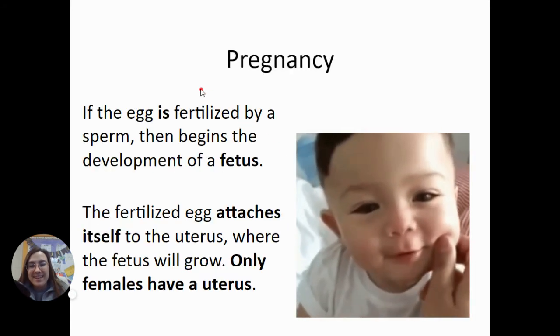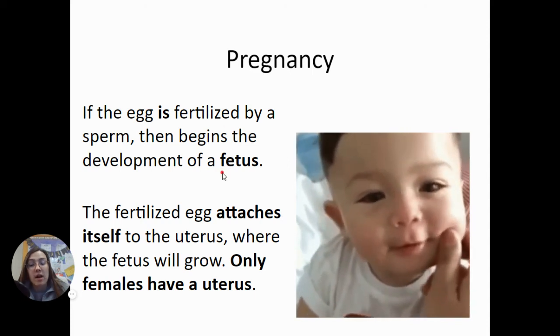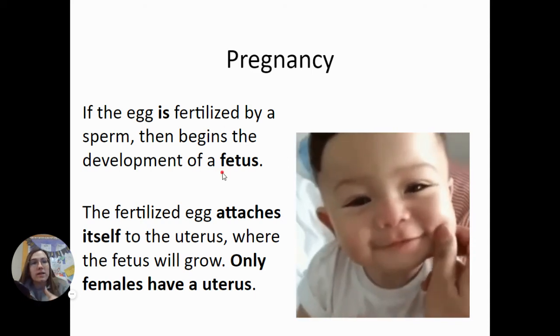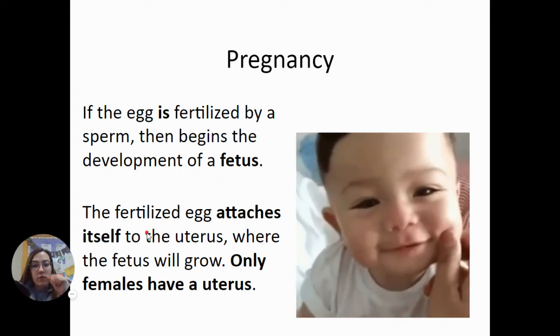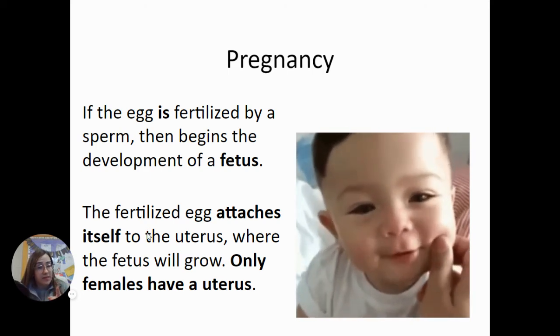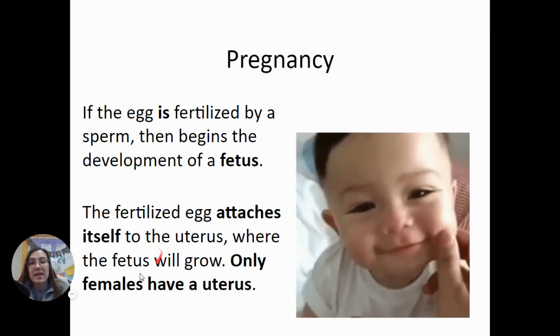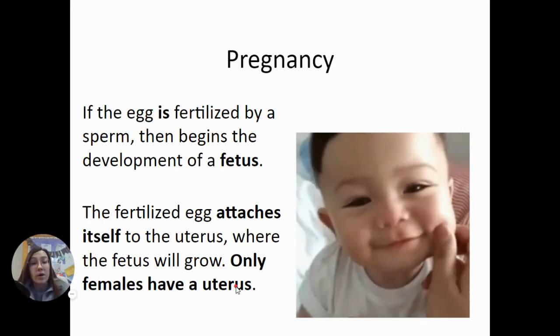And then we get to pregnancy. If the egg is fertilized by the sperm, then it starts to become a fetus. So remember, we call it a fetus until it's been born. The fertilized egg attaches itself to the uterus where the fetus will grow, and only females have a uterus. Remember that. This is why males can't have babies, is because they don't have a uterus or ovaries or a vaginal canal.